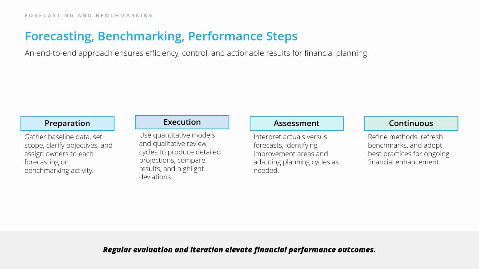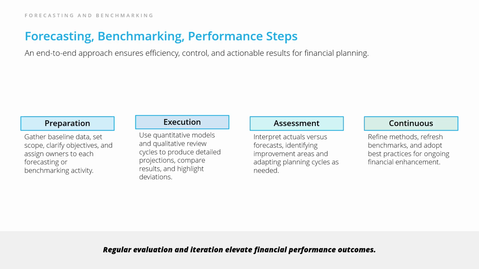The most successful organizations treat forecasting and benchmarking as an ongoing process, one that's structured, efficient, and continually improving. It starts with preparation. Gather essential data, clarify the objectives, and assign responsibilities for each forecasting or benchmarking activity. The next phase is execution. Use both quantitative models and qualitative reviews to produce accurate projections, track results, and spot significant deviations.